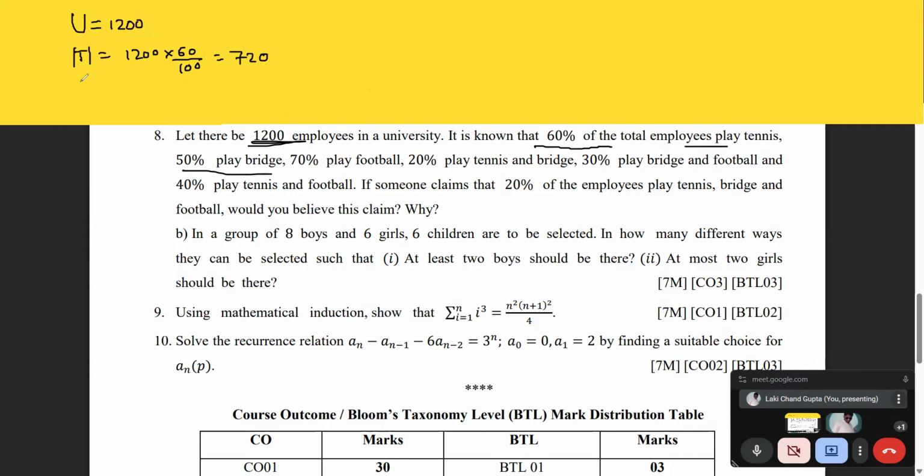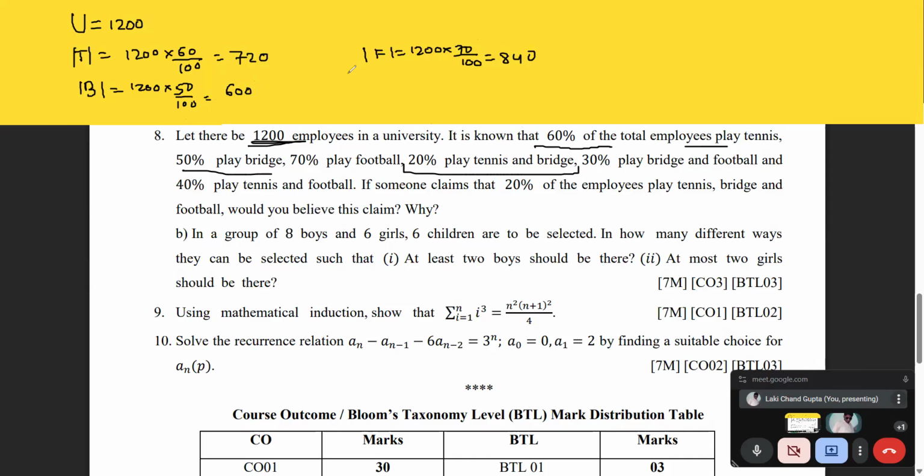50% play bridge. 50% means one half. Half means what? 600. 70% play football, which is 840.